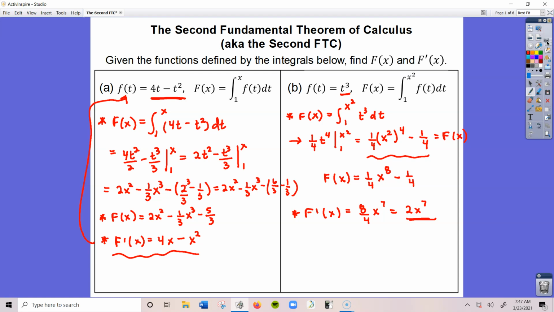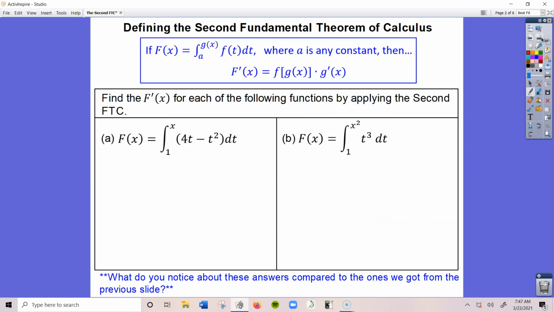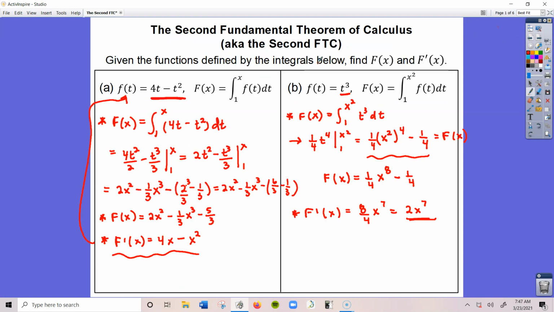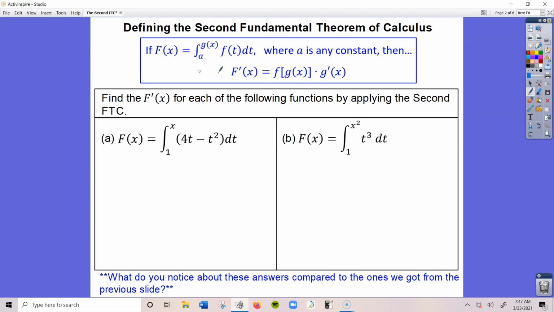So let's see what exactly is the second fundamental theorem. Now, if you have that capital F(x) is equal to the integral from a to some function g(x), which is what we were seeing here, where one of those limits of integration is not necessarily a number, but is another function, then when you find the derivative of that integral, that's going to equal f(g(x)). So you basically input whatever this is as t, and then you multiply by the derivative of that limit of integration. So these are the two examples that we did before.